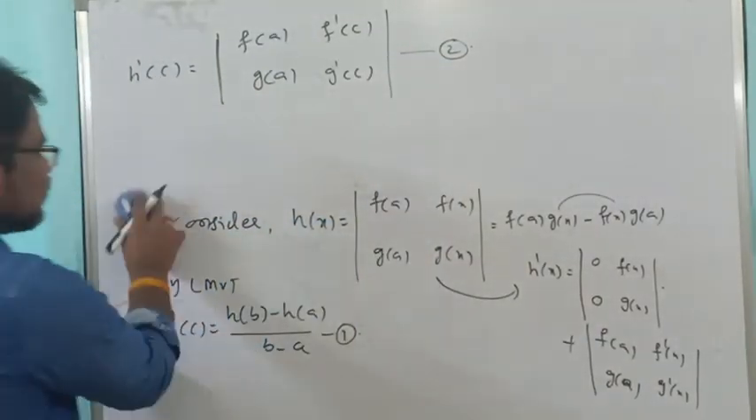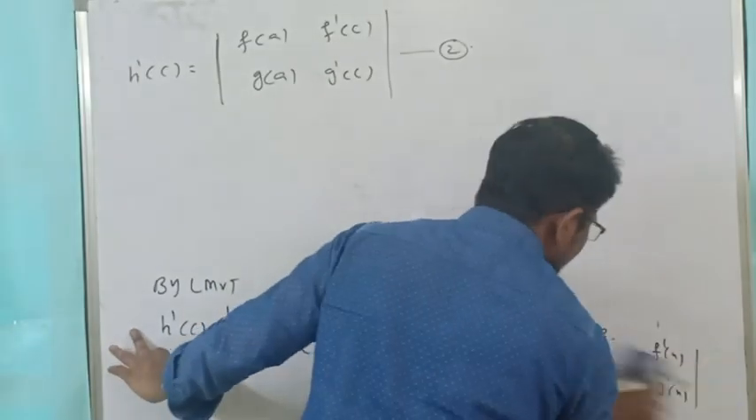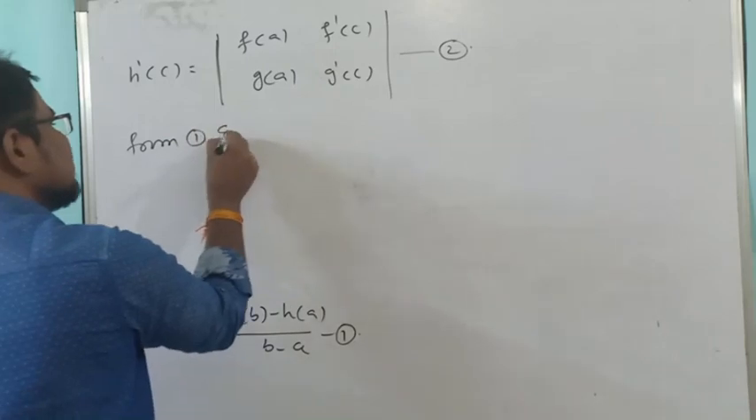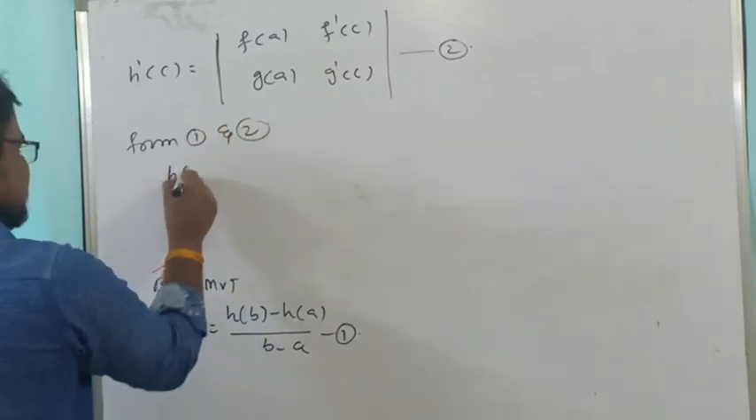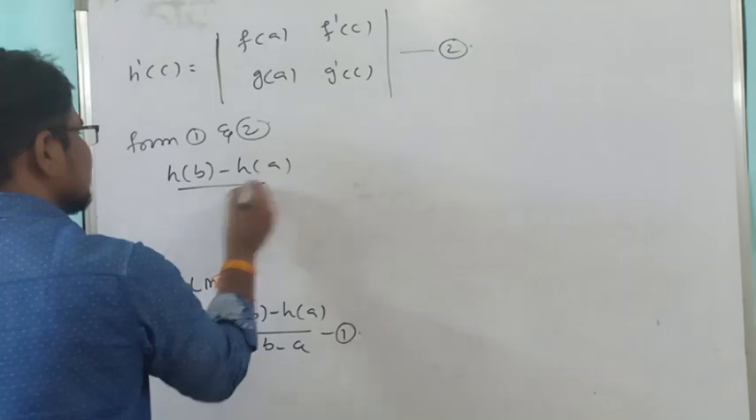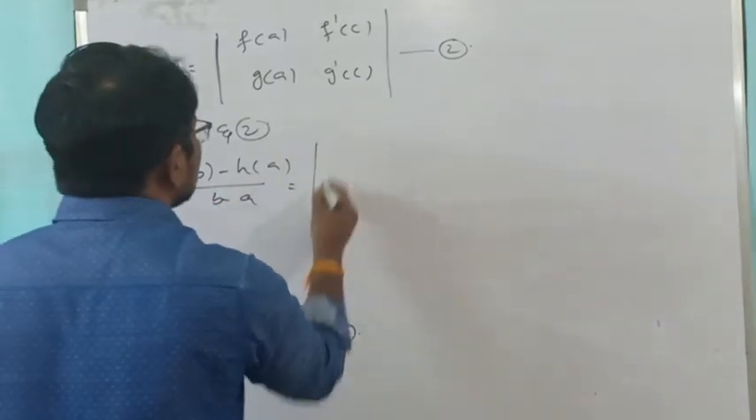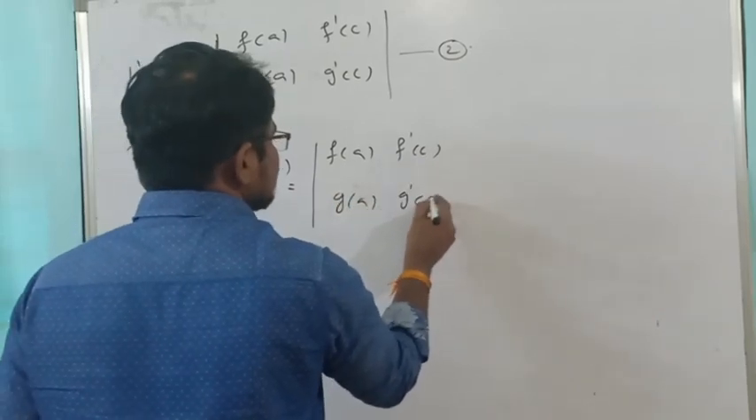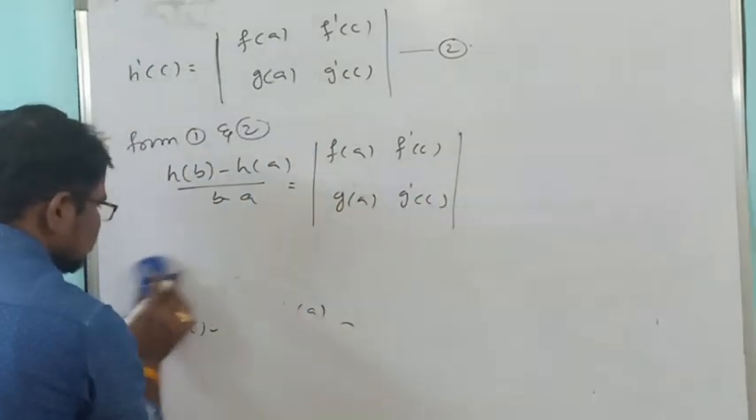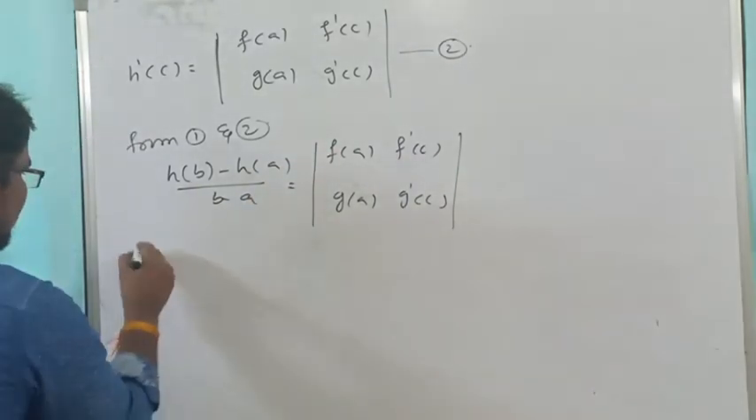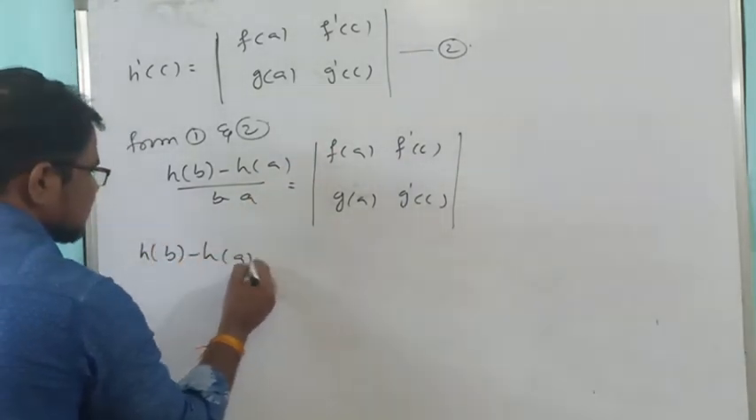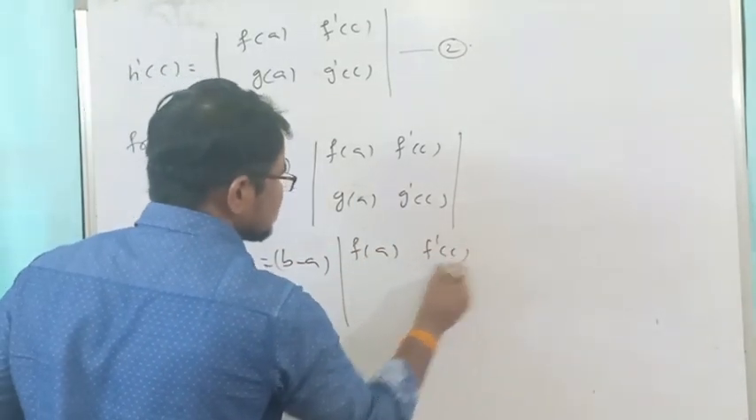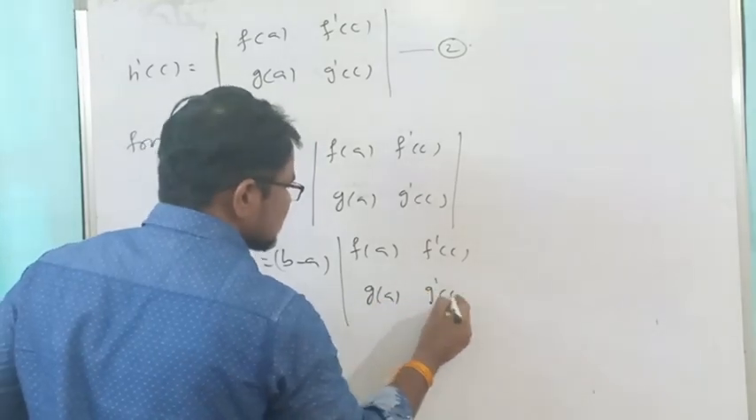By 1 and 2, from 1 and 2, h dash of c: h of b minus h of a divided by b minus a equal to the determinant of f of a, f dash of c, g of a, g dash of c. Right. Now multiply this side: h of b minus h of a equal to b minus a into the determinant of f of a, f dash of c, g of a, g dash of c.